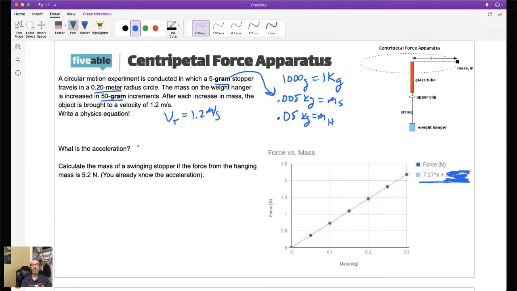7.27. So let's write a physics equation. What is the y-axis? So what word do I want to put here? Yes, definitely force. Do I want to put a unit on the word force? Yes or no? No, very good. No unit unless it's a number. Then I need to put a number here, and the number is going to be the slope. We see that it's 7.27, but I need a unit.